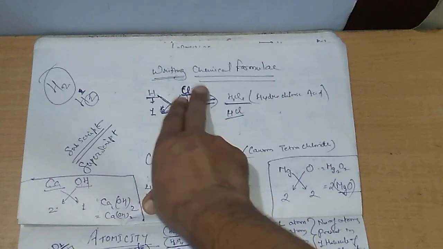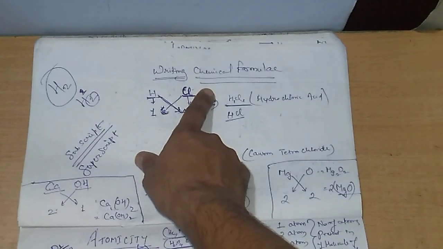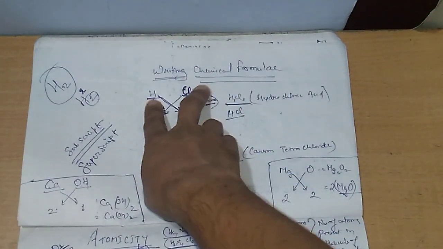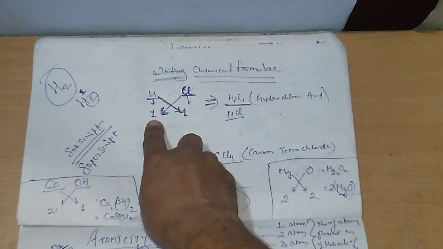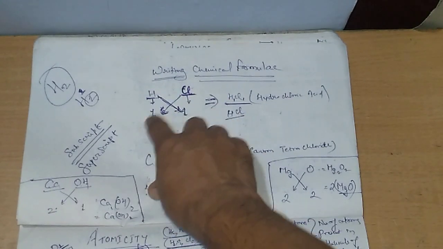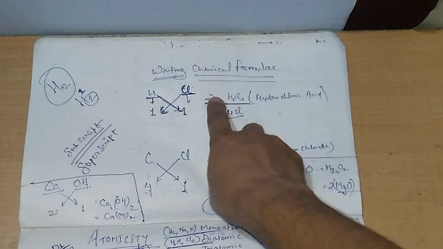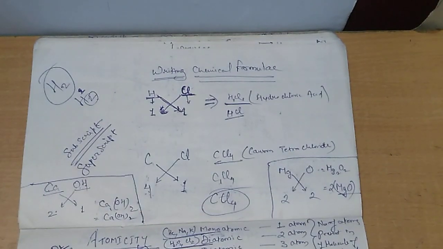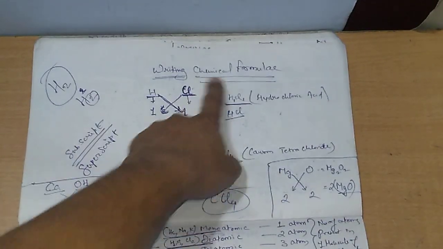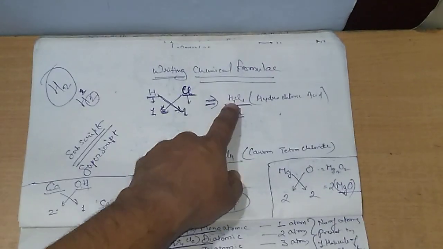So how can we write a formula? Step number 1, write the symbols. Just beneath the symbols, write their respective valencies, like hydrogen has one valency and chlorine has two valency, clear. And then cross the valencies and write them with the crossed symbols. So here we have crossed it: HCl, clear.